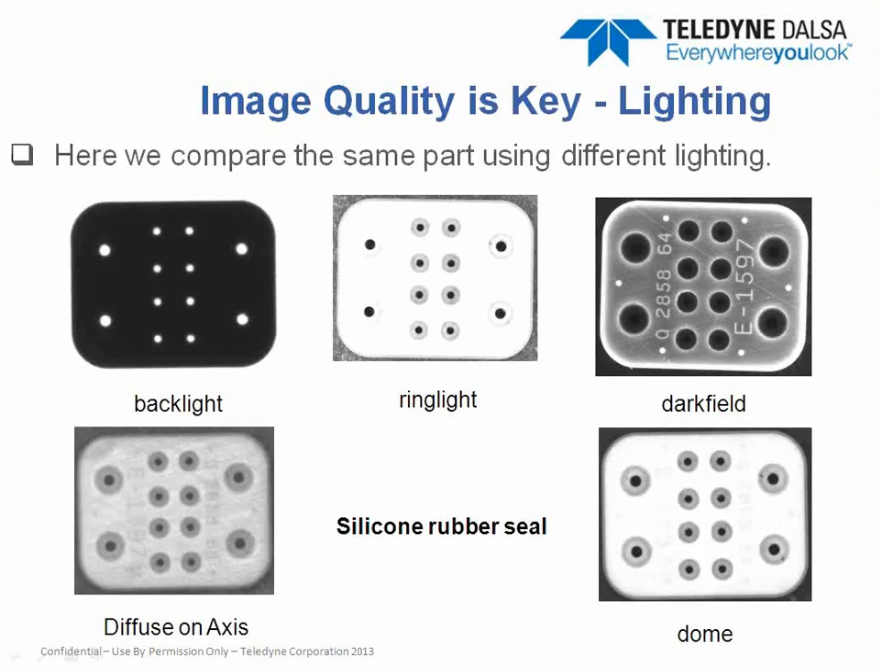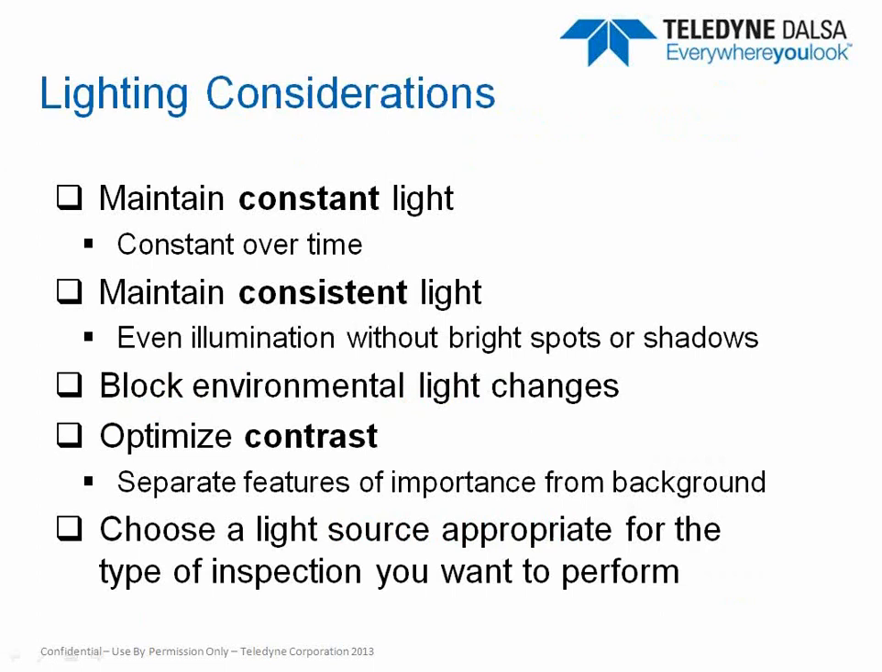The last thing we talk about is the lighting. Again, image quality is the key. There are a lot of different lighting techniques: your backlight, your rim lights, your dark field. Here's a part, and it's illuminated with different types of lighting. Considerations: try to maintain constant light, consistent over time. If your light starts degrading, then you're going to start having problems. Even illumination: if your illumination is nice and flat, then you're not going to have bright spots or shadows, and your results will be a really good, robust vision system.